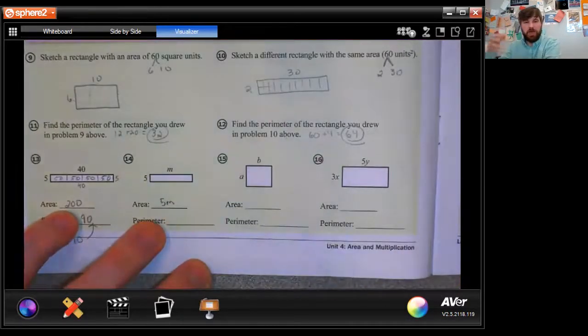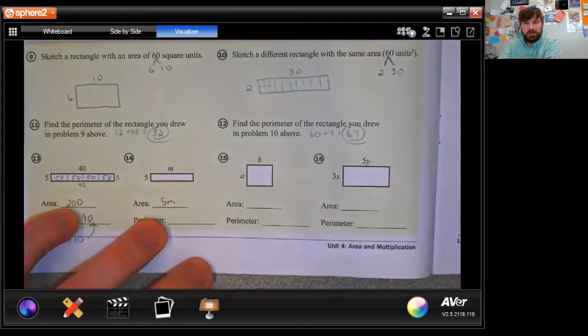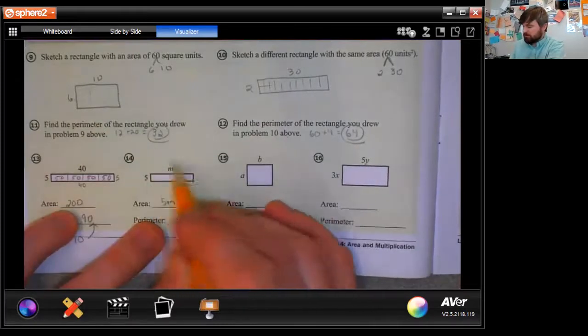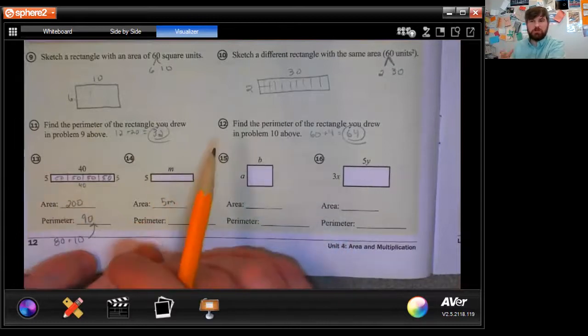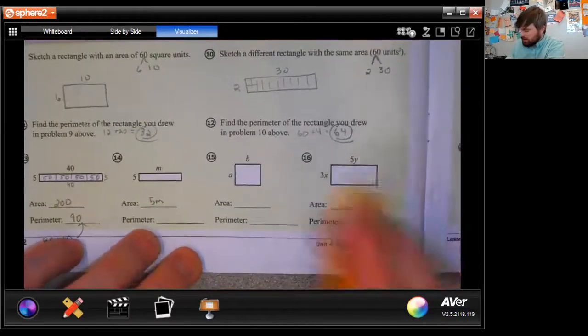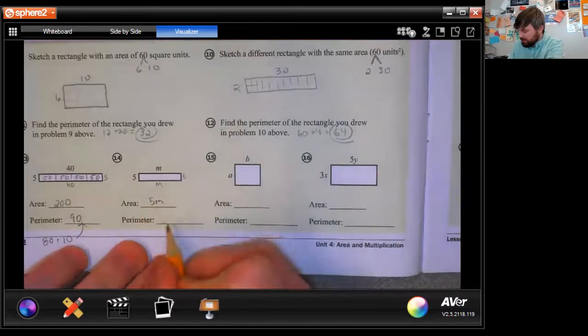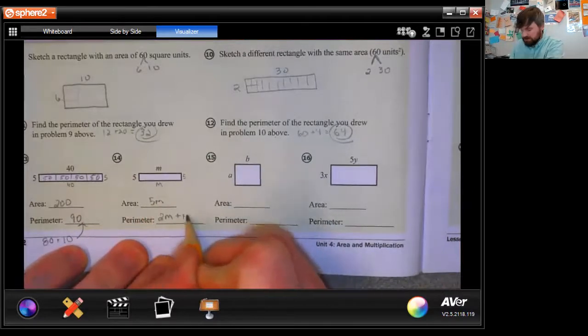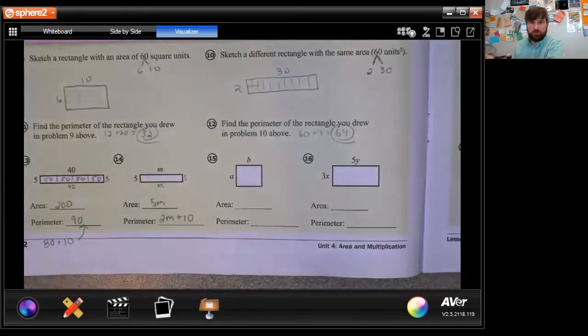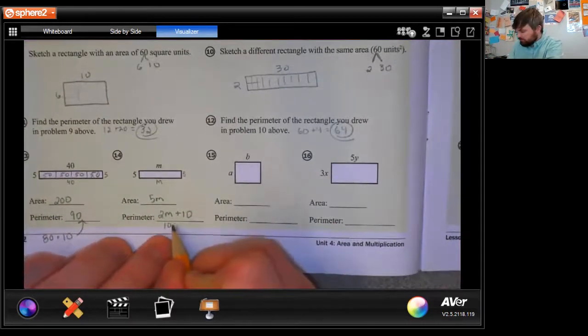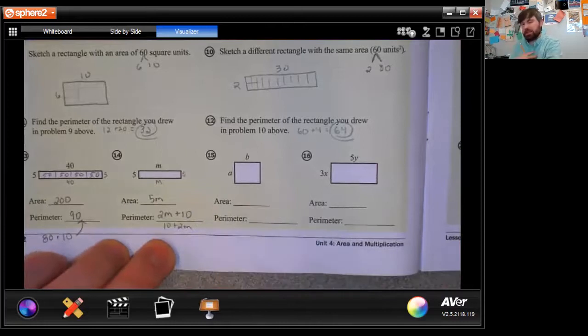I always say that when you add letters into the math, it actually gets easier, because I don't have to know what 5 times m is. When you do 5 times 40, you actually have to do the arithmetic. With letters, there's no arithmetic to do. You just have to know the concept. Here we've got 5 and 5 is 10, and m, that's 2m. So you have 2m plus 10, or 10 plus 2m. You could write it either way. It doesn't matter. I like to put my letters first.